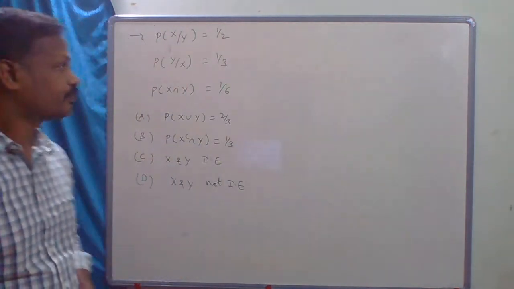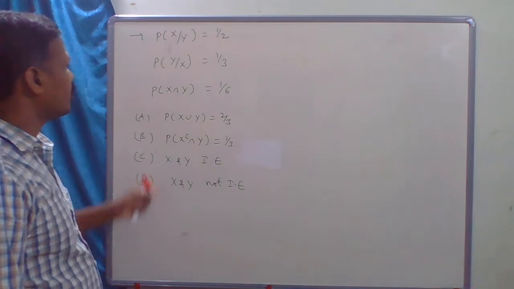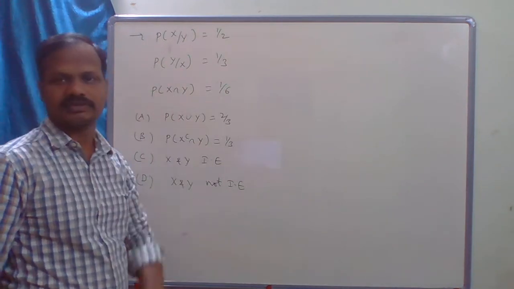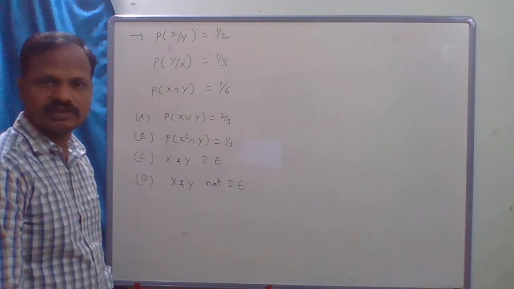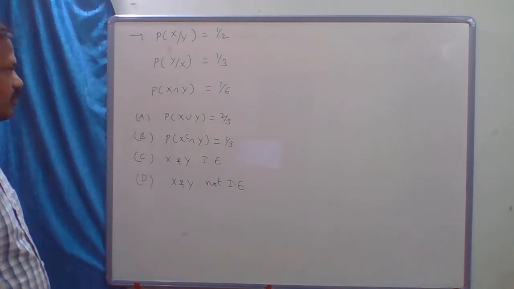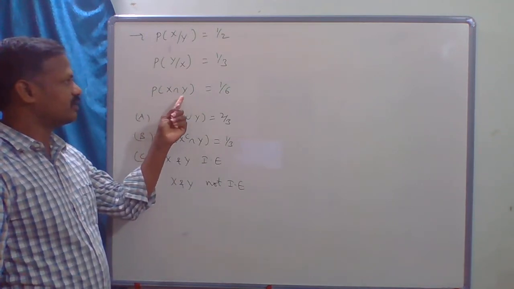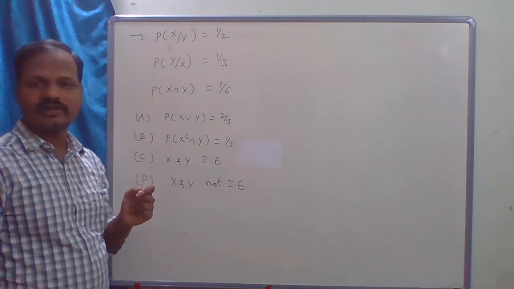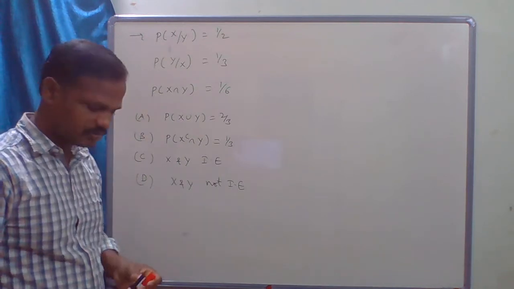Okay, so next problem. Probability of x given y equals 1 by 2, probability of y given x equals 1 by 3, probability of x intersection y equals 1 by 6. Then which of the following statements are correct? Now, since probability of x intersection y is given, you have to find the probability of x and probability of y so that we can check all these options.